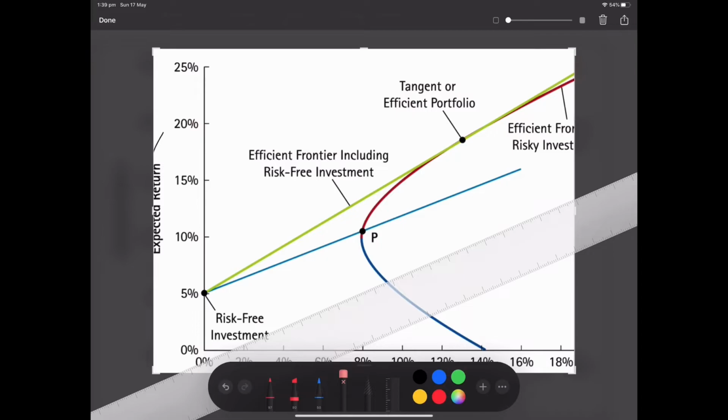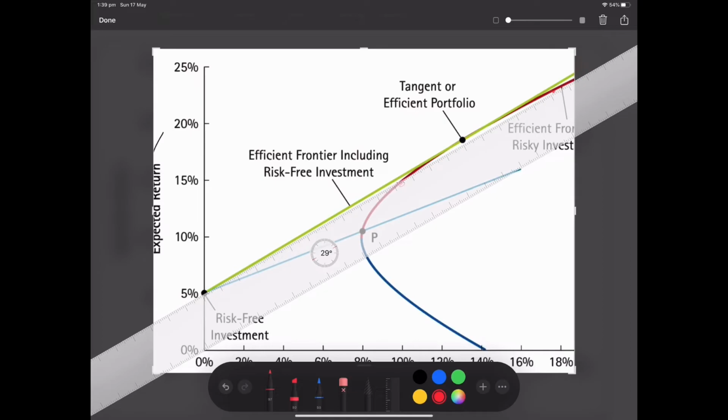So let's just say if I pick a P over here, I can draw another line across it. If I pick a P over here, I can draw another line as well. And draw another line as well, right? I'm not going to draw it, but you can imagine there's a line there. But which point would give me the best outcome?